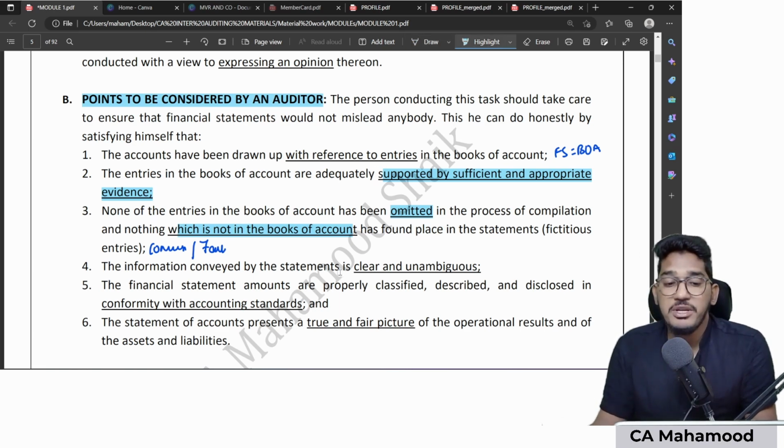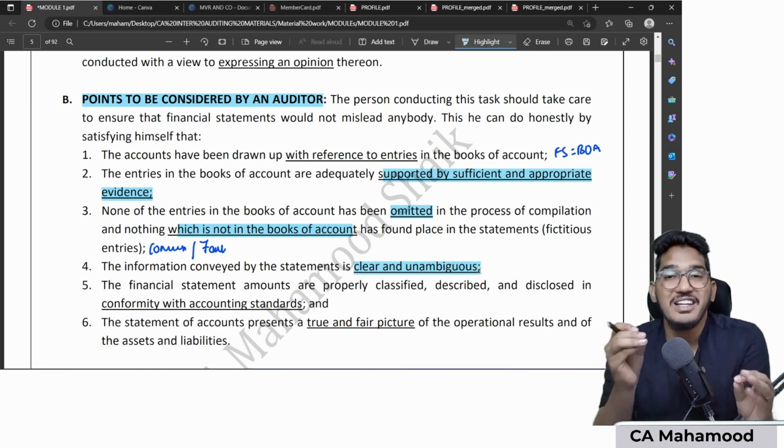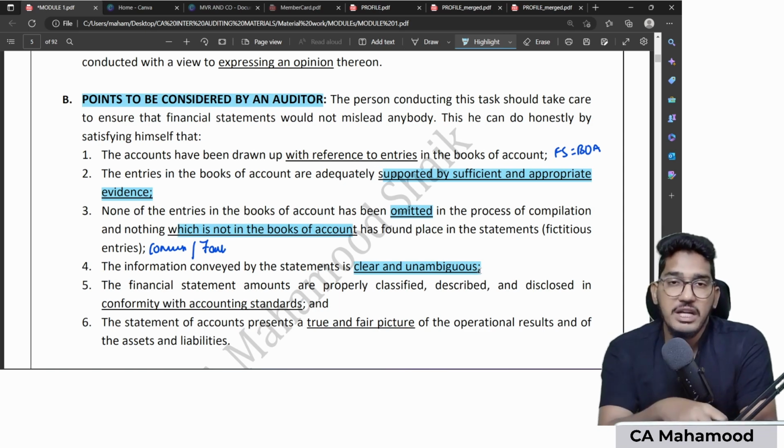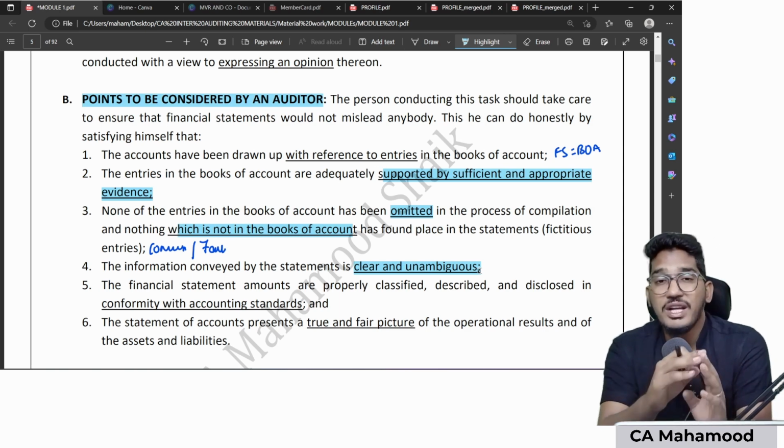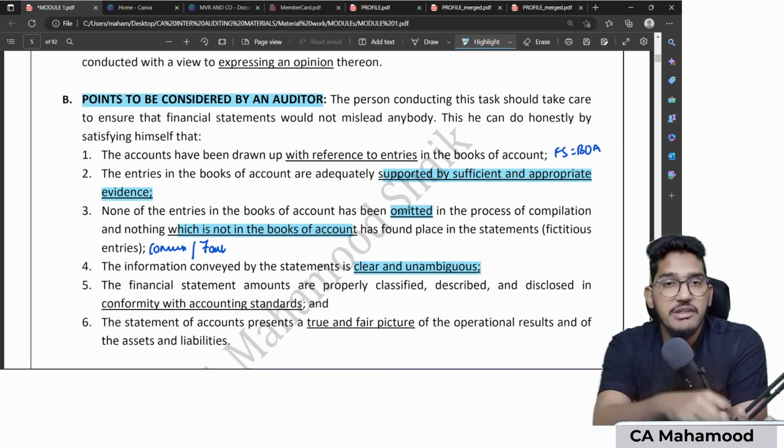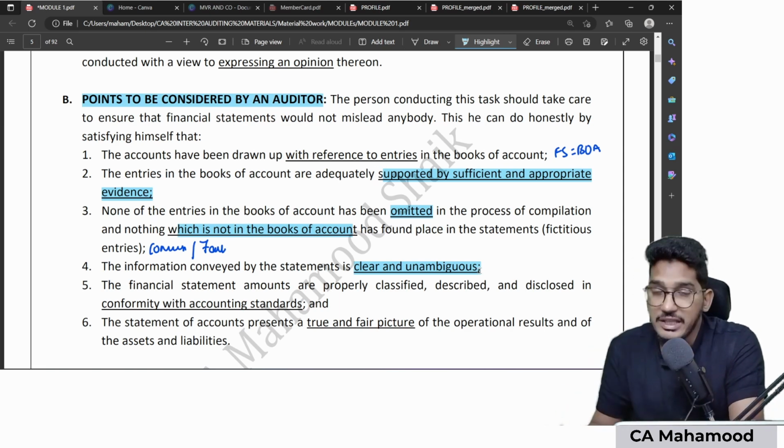Number 4, information conveyed in the financial statements should be clear and unambiguous. Whatever information is presented in the financial statements should be clear, understandable, and should not create any kind of confusion. The information in the financial statements should give clarity. That I need to check.